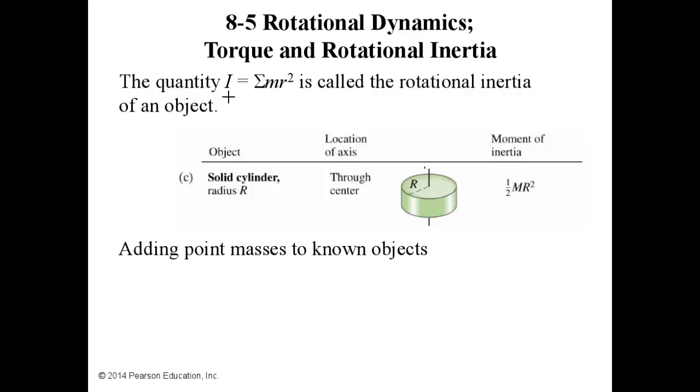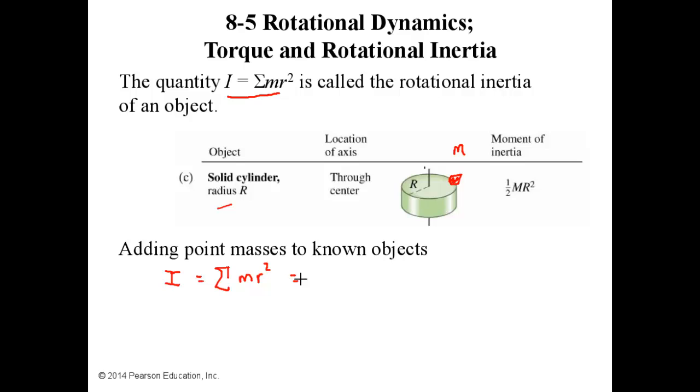I just want to go back and highlight this very quickly because it's part of one of the problems that I worked. If we look at this quantity for a whole bunch of point masses, the sum of the masses multiplied by their radius squared, I can take objects that I know, for example this solid cylinder, and add masses to them. If I added a point mass right out here, what I'm essentially doing is saying my rotational inertia is going to be the sum of the masses multiplied by their radiuses squared.